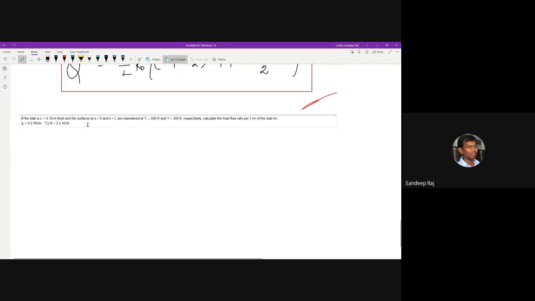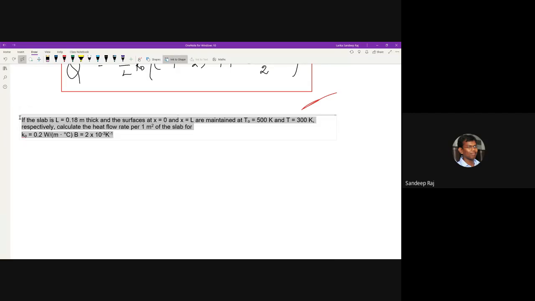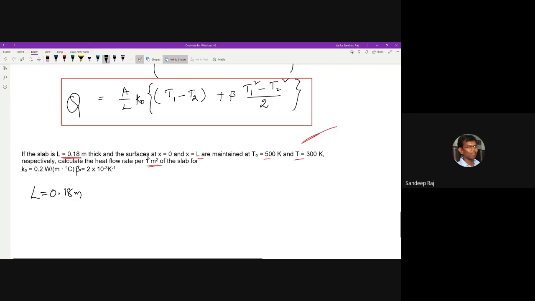What I have here is just this part. This is a question given to you. This is actually beta. The slab has so and so thickness. This thickness is given, and its temperatures on one side and the other side are given. Calculate the heat flow rate per unit area, and K naught is given. So he is giving you all the things that are required for calculating Q in this formula.